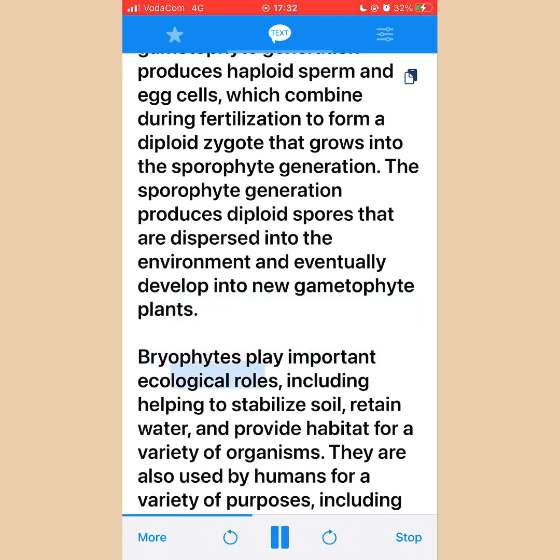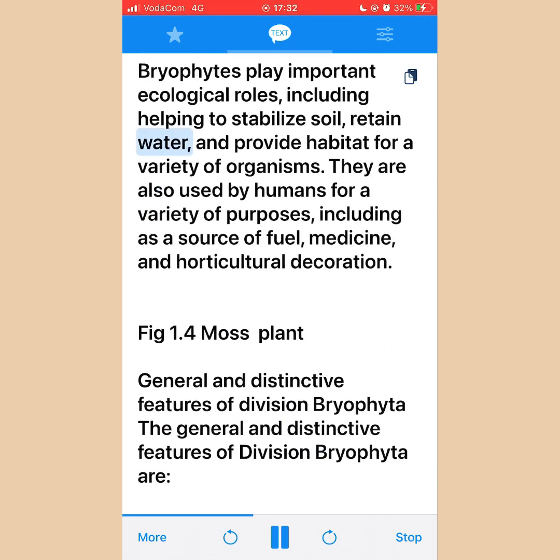Bryophytes play important ecological roles, including helping to stabilize soil, retain water, and provide habitat for a variety of organisms. They are also used by humans for a variety of purposes, including as a source of fuel, medicine, and horticultural decoration. Figure 1.4 Moss plant. General and distinctive features of division Bryophyta.